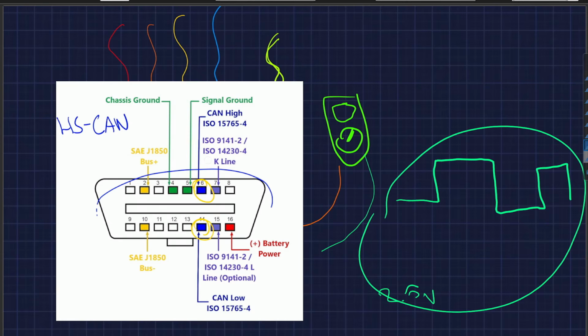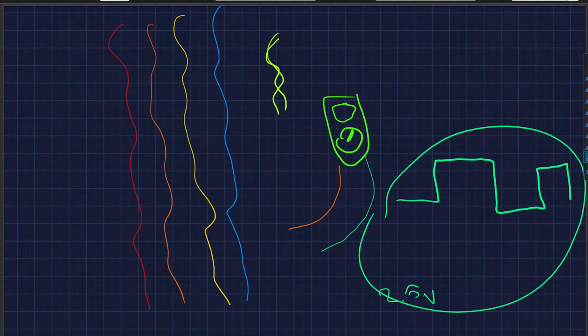CAN wiring also comes in pairs. So if you see a twisted pair together across the engine control units, sensors or modules, that should immediately raise your suspicion. In the field, I usually ignore single wires unless I already know I am dealing with something exotic.